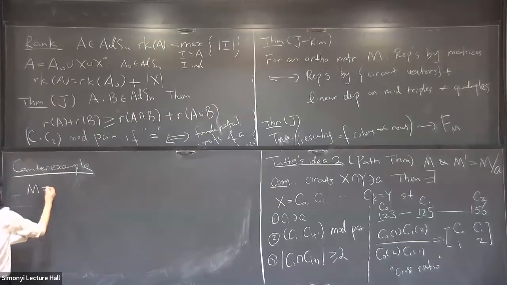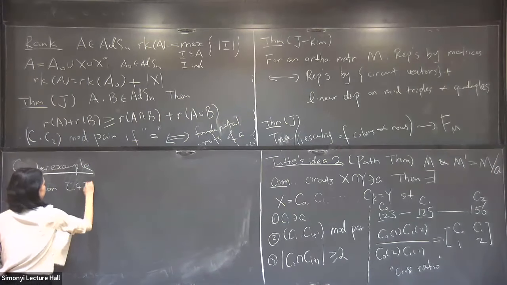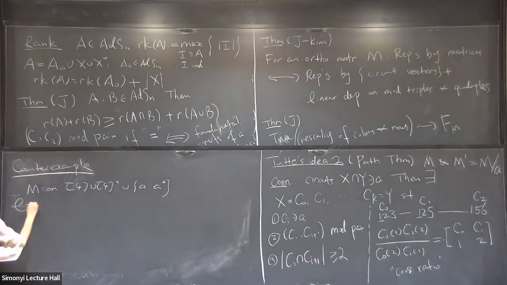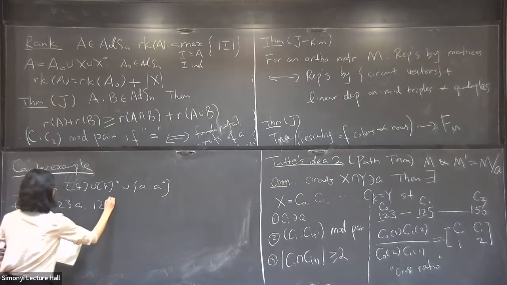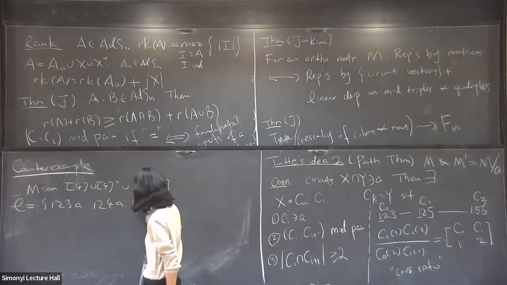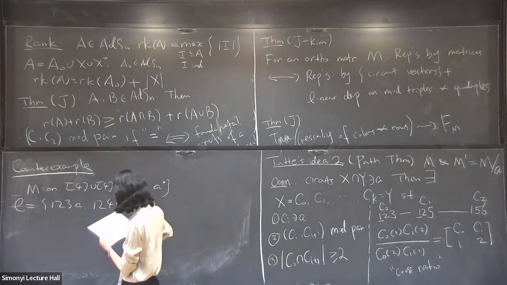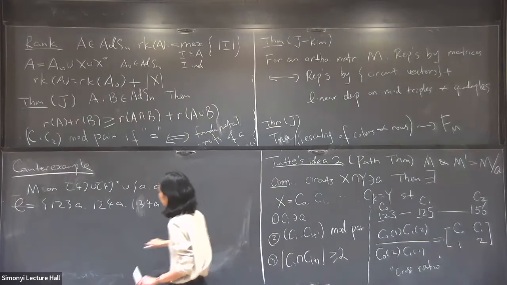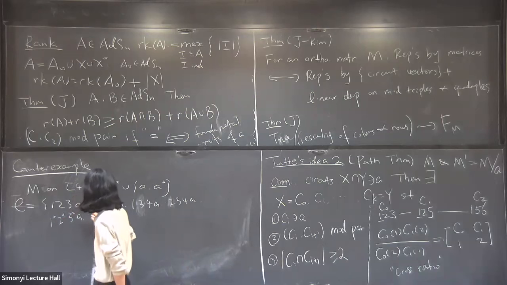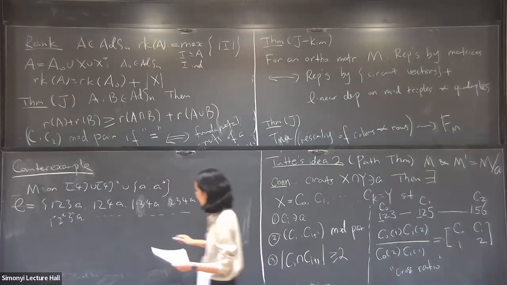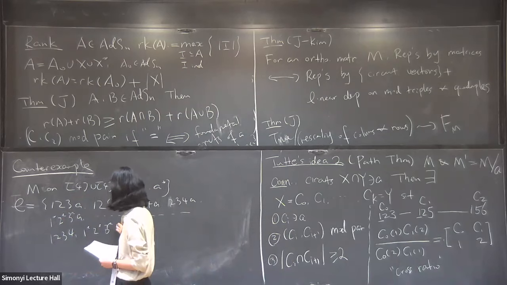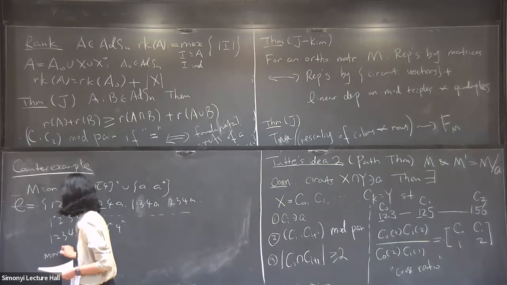So let's consider the orthogonal matroid on 5 elements, which is 4 union 4 star, union the actual elements A and A star. And let's consider the orthogonal matroid defined by the circuit set, where you have 1, 2, 3A; 1, 2, 4A; 1, 3, 4A; 2, 3, 4A; and also 1 star, 2 star, 3 star A, and 4 more; there are 4 of this form. And 1, 2, 3, 4; 1 star, 2 star, 3 star, 4 star; and a few more circuits containing A star.